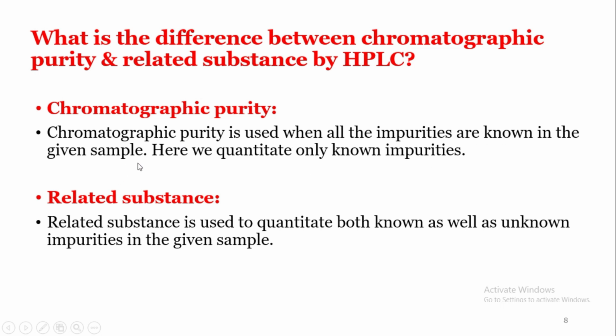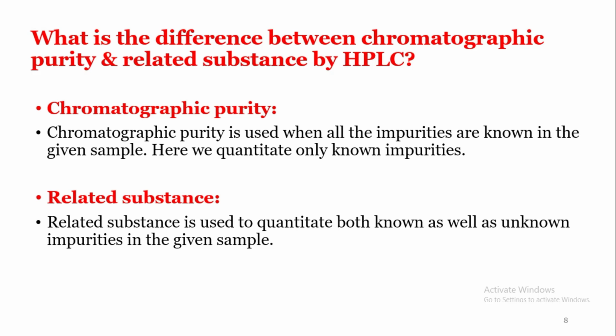Chromatographic purity is used when all the impurities are known in the given sample. Hence we quantitate only known impurities. Suppose there are 10 impurities in a chromatogram, and if all the 10 impurities are known to us, means those are identified and we already have COA of those impurities, then that test is known as chromatographic purity. Whereas the RS test, related substances test, is used to quantitate both known as well as unknown impurities in a given sample, right? So this is the very basic difference.